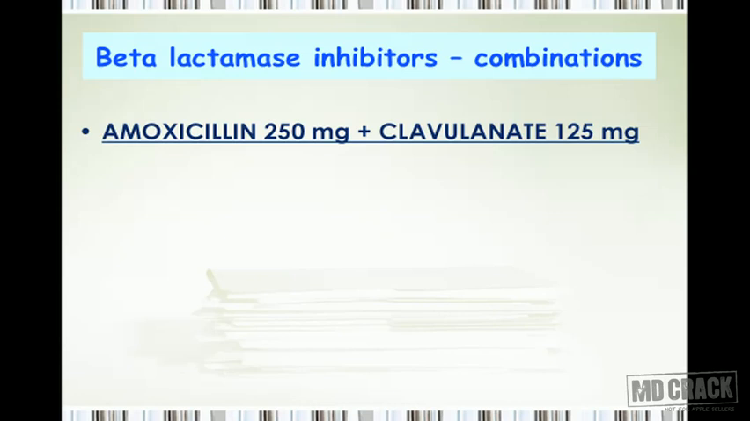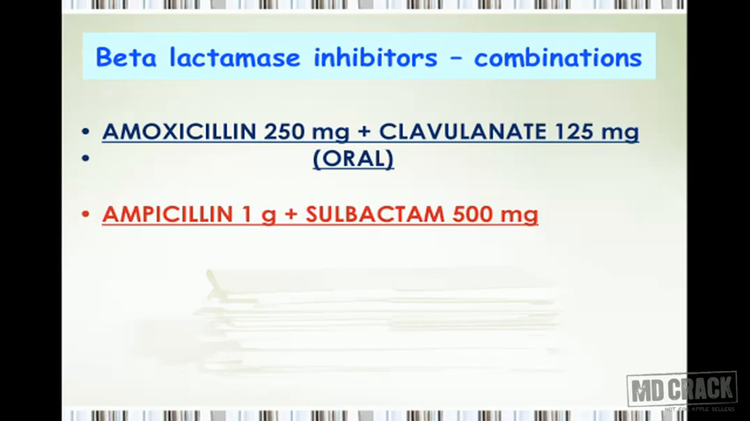Amoxicillin 250 milligrams plus clavulanic acid 125 milligrams. I hope you remember I just said clavulanic acid is given by oral route of administration. So you could use this combination, amoxicillin plus clavulanic acid, by oral route of administration. Ampicillin 1 gram is combined with Sulbactam 500 milligrams, and I hope you remember Sulbactam and Tazobactam cannot be given by oral route. They have to be given by injection, by parenteral route. Naturally, if you want to combine anything with Sulbactam, it has to be injected. So ampicillin plus Sulbactam is parenteral and is given every 6 to 8 hours.